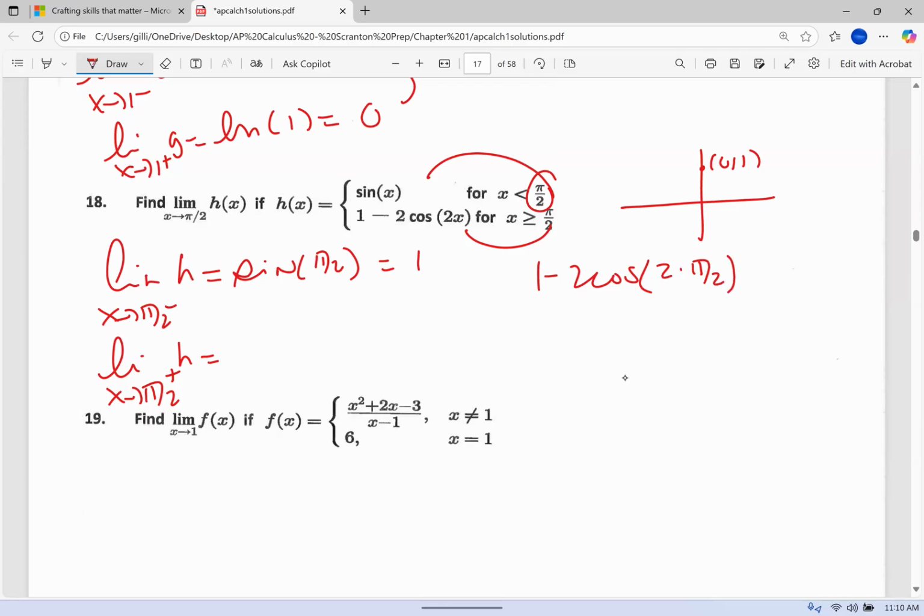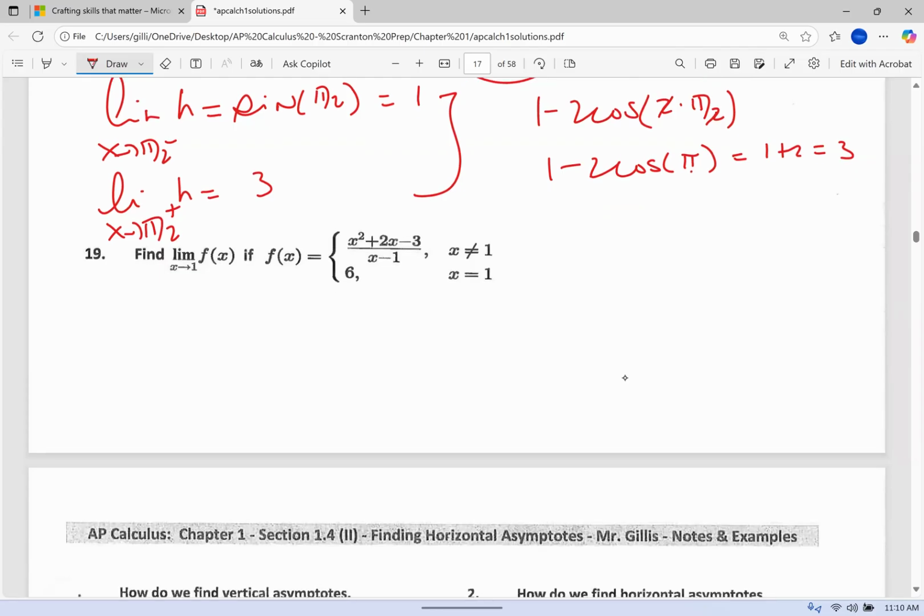but 2 times pi over 2 is just pi. So the cosine of pi puts me here. The x-coordinate's negative 1, times that negative is a positive. So 1 plus 2 is 3. So that limit also does not exist because the limit from the left and the right are not the same.